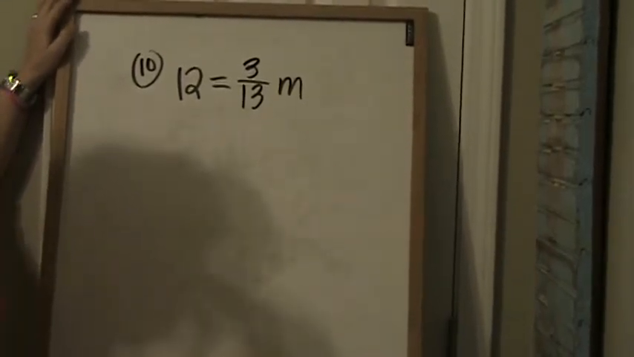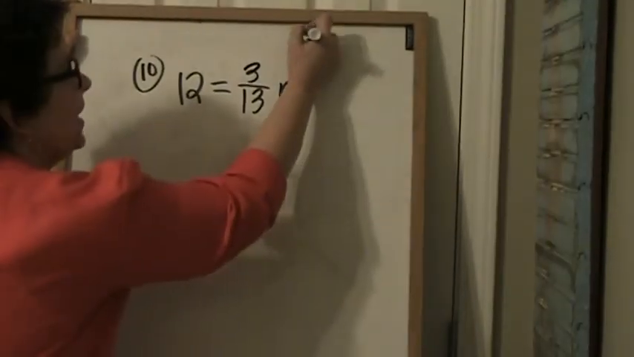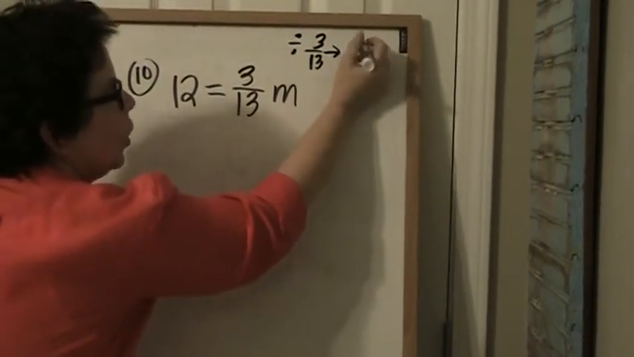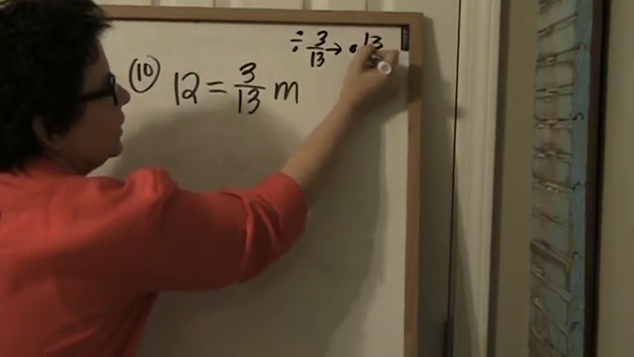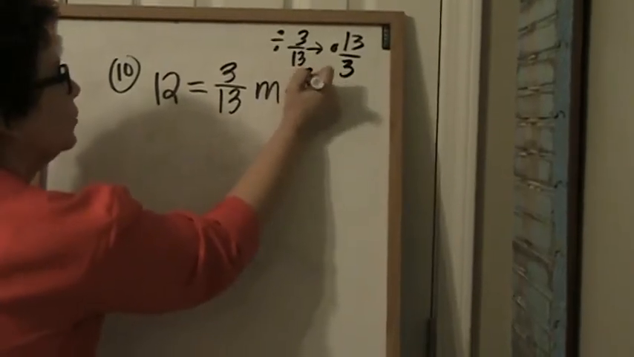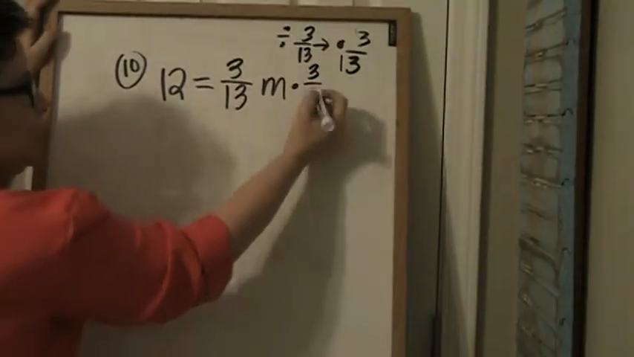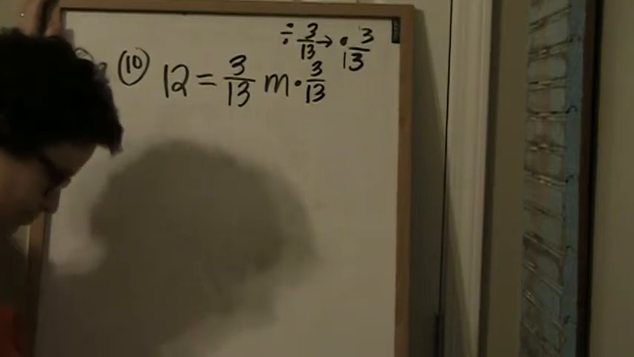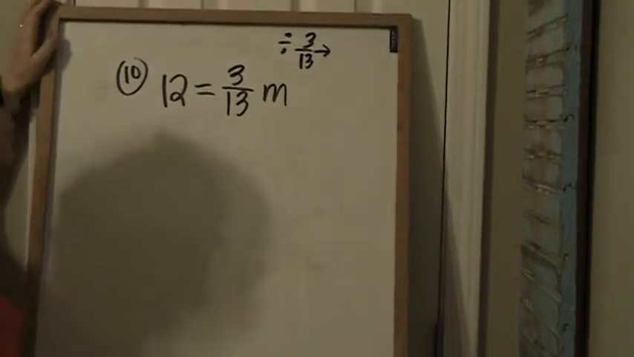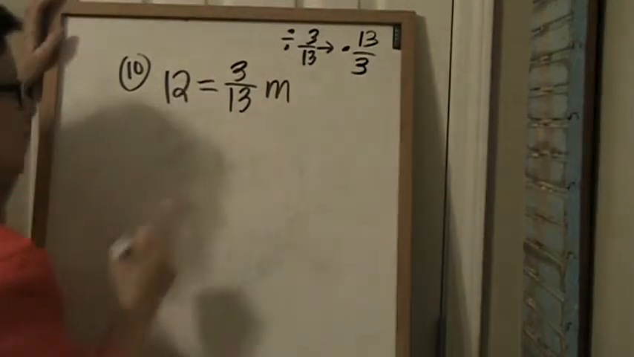Okay, so what's the inverse of multiply? It's divide. Well, if I'm going to divide something by 3 over 13, what do I multiply it by? 13 over 3. So I'm going to multiply by 13. I'm sorry, it's 3 over 13. I'm going to multiply by 3 over 13. Nope. Back up. You know my chemo brain is in high gear. If I'm going to divide by 3 over 13, I'm going to multiply by 13 over 3. That's a lot of 3s.